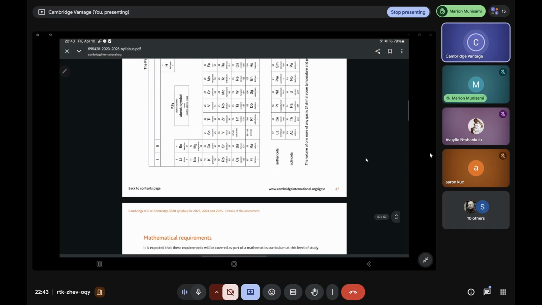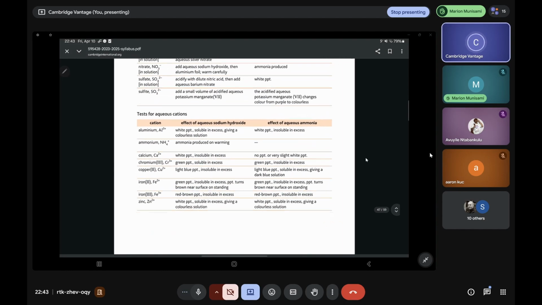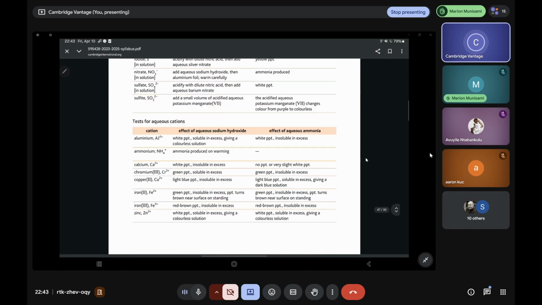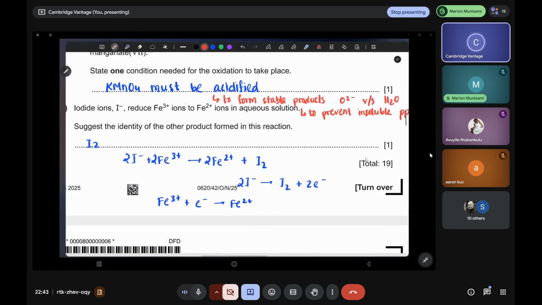So not only do you have the periodic table at the end of your syllabus, you also have these tables provided. So sometimes you might be wondering where am I supposed to learn the ion charts and stuff? It's just in your syllabus. You can Google it and you can find it out. All right, moving back to the question.